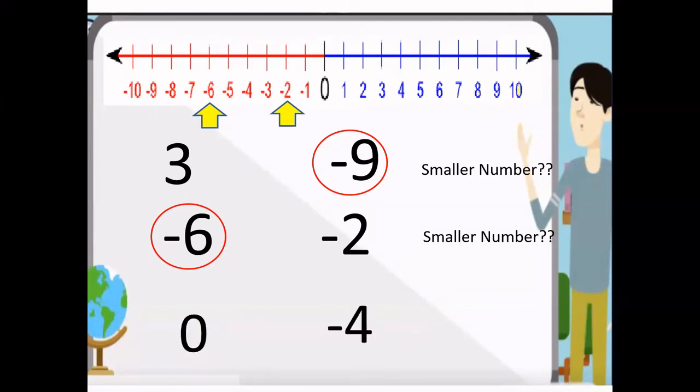0 and -4. Which do you think is the smaller one? It's -4. It's on the left side of 0.